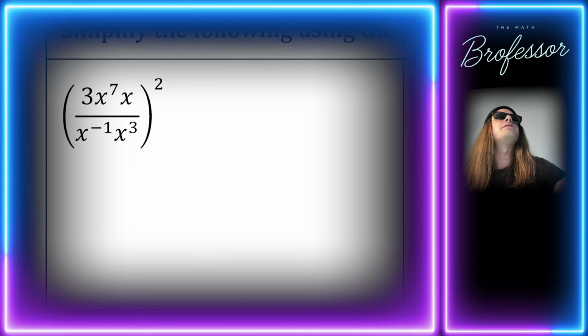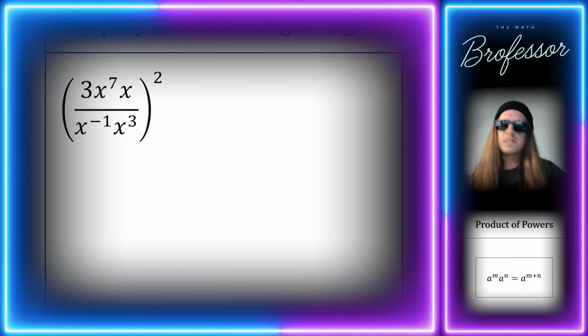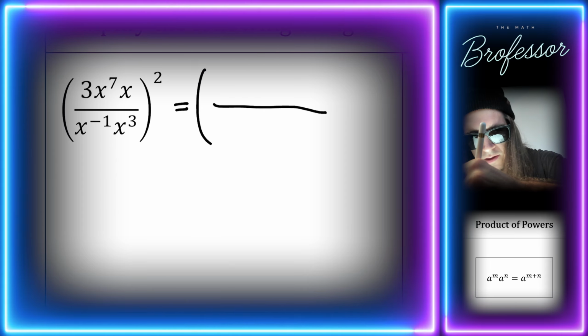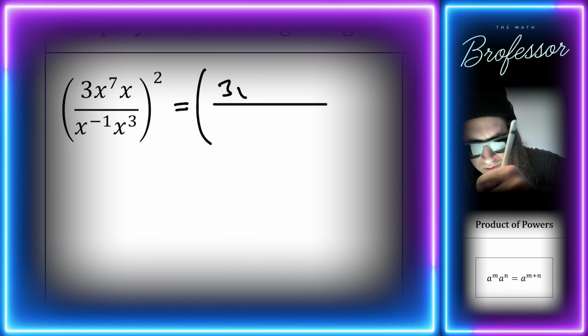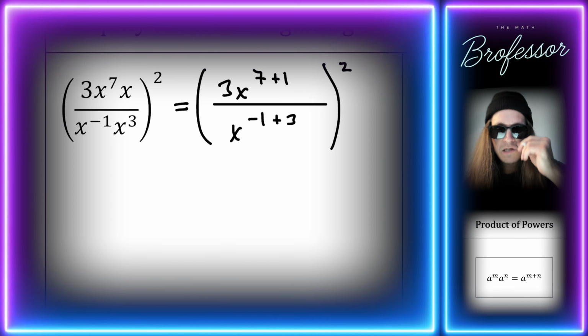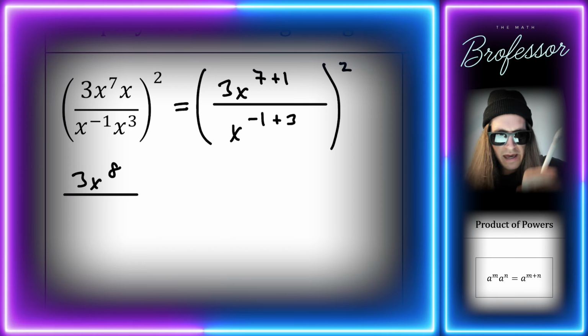The first thing I might do is, and I'm going to do this slow. If you want to just skip until you see the answer highlighted, that's fine, but I am going to take my time on these. Product of powers right here. I'm going to apply this property first. So what does that look like? That means in the numerator, I would have 3x to the 7 plus 1, and in the denominator, I would have x to the -1 plus 3. I'm not dealing with the 2 on the outside yet. So 7 plus 1 is 8, and -1 plus 3 in the bottom, that is 2.